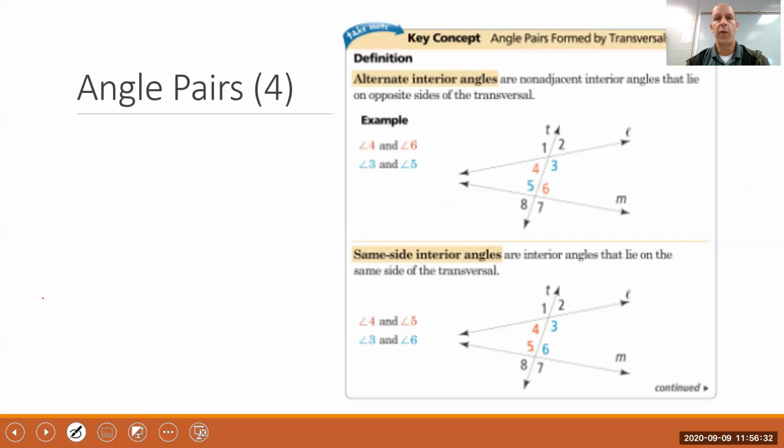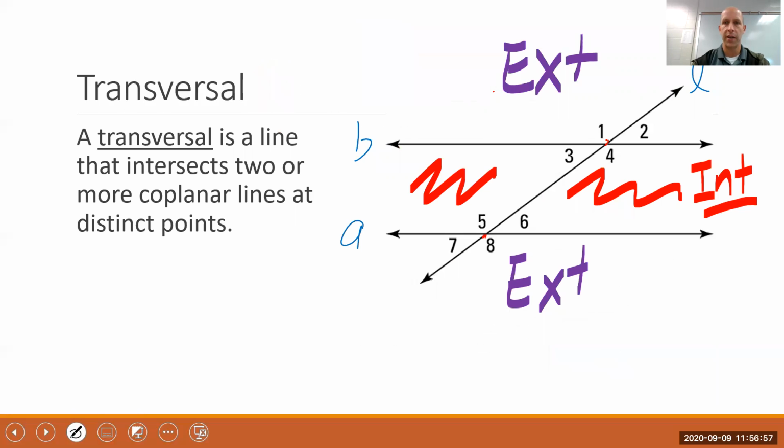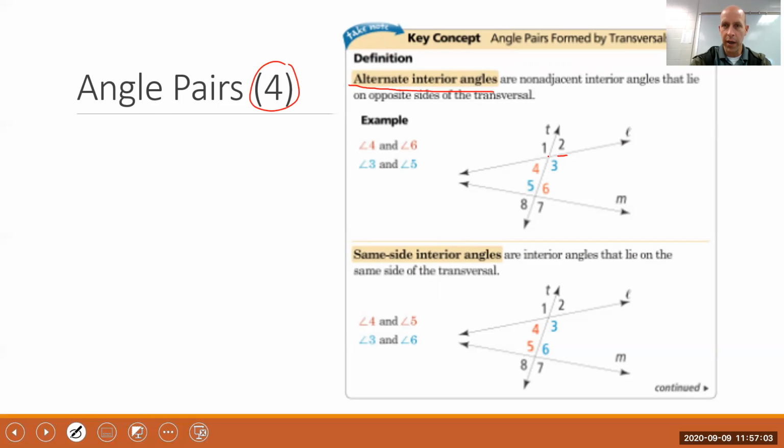Okay, so we have 4 special angle pairs that we name when we are talking about angles formed by transversals. There's 2 on this slide, there's going to be 2 on the other one, so there's 4 total. The first type is called alternate interior angles. Interior, we just talked about on the previous slide. This is the interior, right? So it has to be these guys in here, and alternate just means that they're on opposite sides of the transversal.